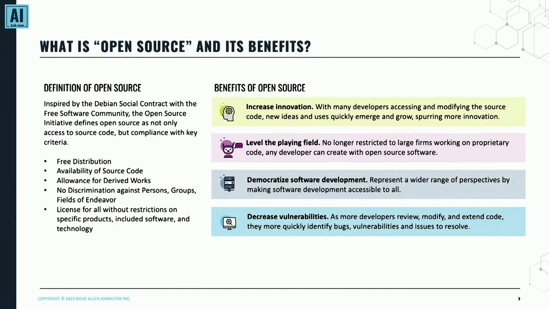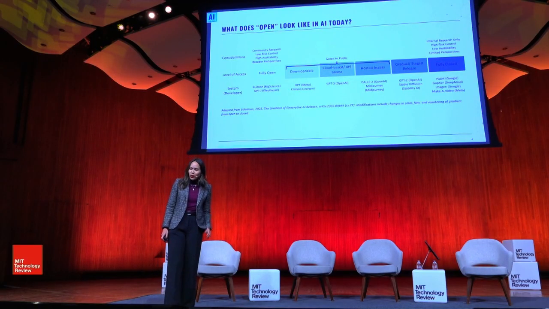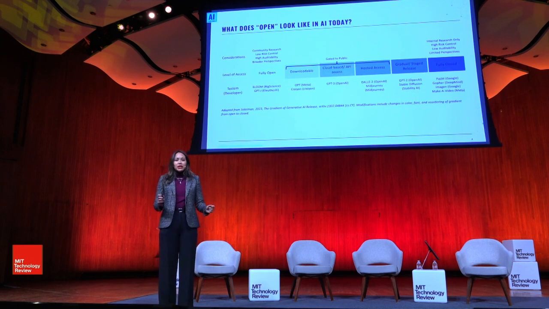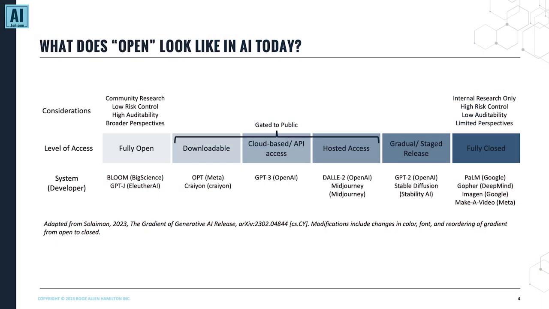What we're seeing today is now a spectrum. It's not what we traditionally understand as open source in software. It's a little bit different. And so on this spectrum, you see that fully open is as open as you're going to see the models, all the way to fully closed. And there are some key considerations that have trade-offs, right? So when a model is very open, it tends to have a larger community of research. You're going to reach broader perspectives and have more people contributing.